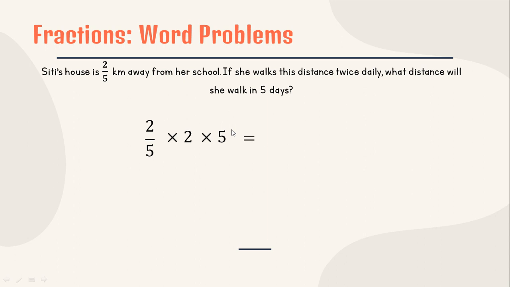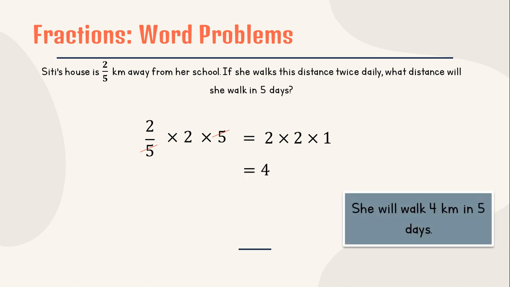So what are we going to do? Can we simplify it? Yes. So that 5 and that 5 equals 1. So now what do we have? 2 times 2 times 1 per 1 equals 4. So City will walk 4 kilometers in 5 days. Kind of easy, yeah? This is the distance. This is the twice. I mean, how many times City walks and how many days. So distance times walking in 1 day and times how many days.